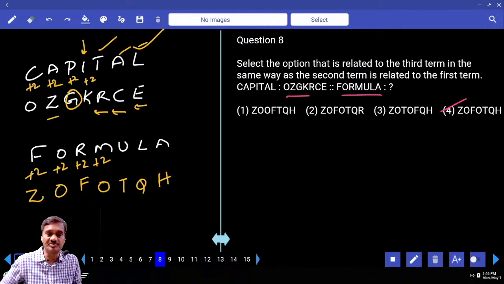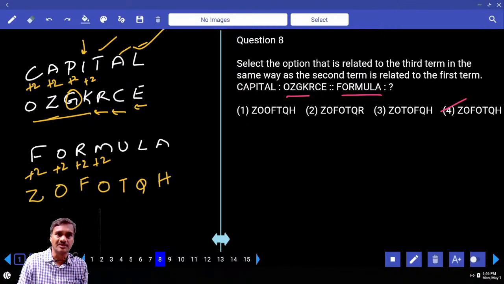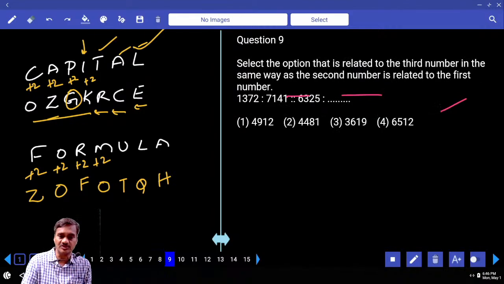The first four letters plus 2 are written in reverse, and for the last three letters, they are opposite pairs. Then the ninth one. Now in question number 9, what is the logic?